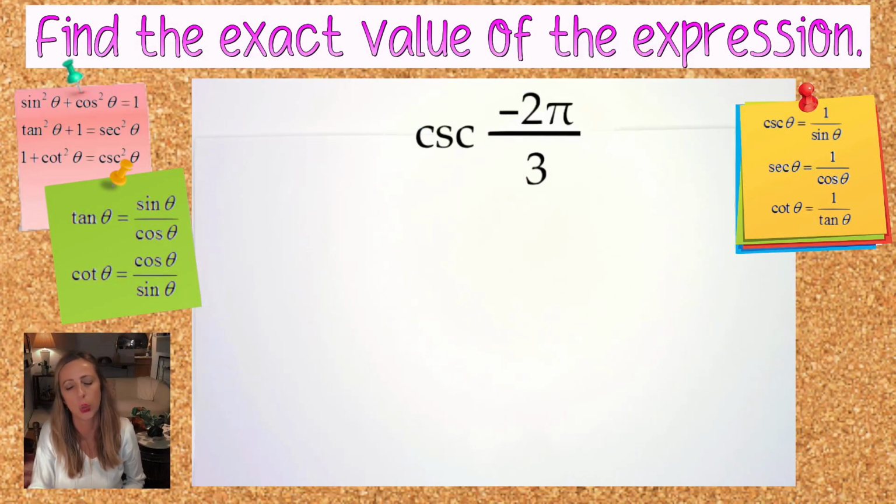Hey everyone, in this video we are going to quickly find the cosecant of negative 2 pi over 3.